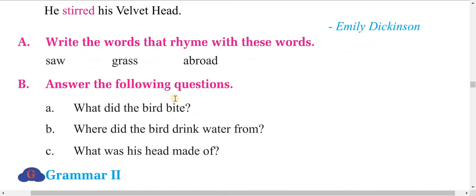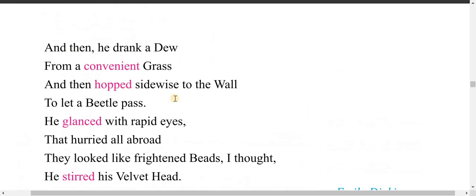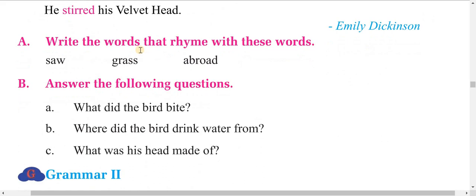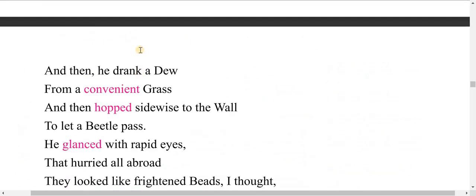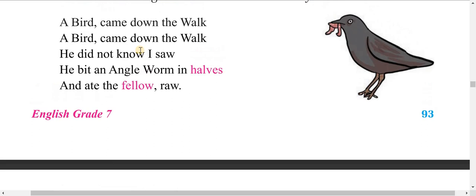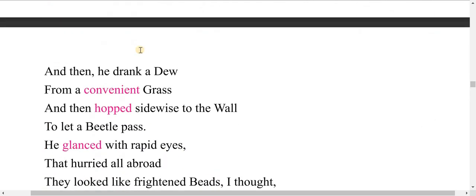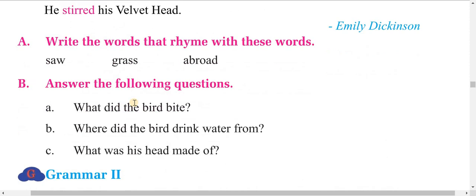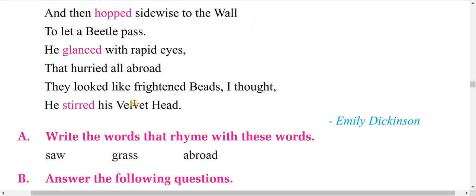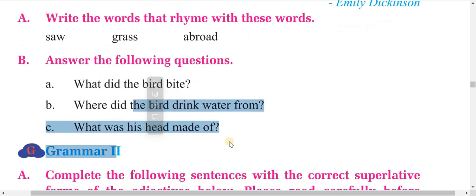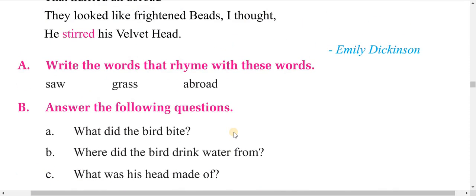Now what did the bird bite? The bird beat an angleworm. Okay, the bird beat an angleworm. It's very easy. Where did the bird drink water from? The bird drank water. Drank water from a convenient grass. What was his head made of? His head was made of velvet. You can see his head was made of velvet.